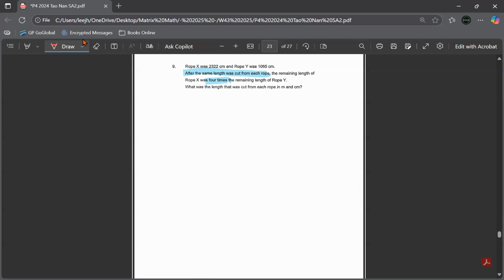Okay. So we write down X 2322. Y 1065. Cut off, right? So I don't know how many. Minus. What happened to X and Y? X 4 times. Y 1 time. This is unchanged difference. Why? Because you take away the same quantity from both groups, although they are not known, but you cut away the same length from both groups, from each rope. So the difference here will be equal to 3 units. Okay? So 4U minus 1U, 3U.